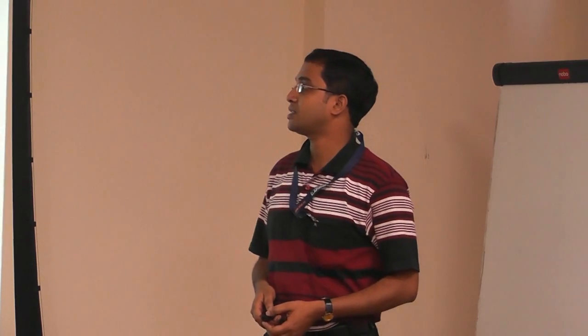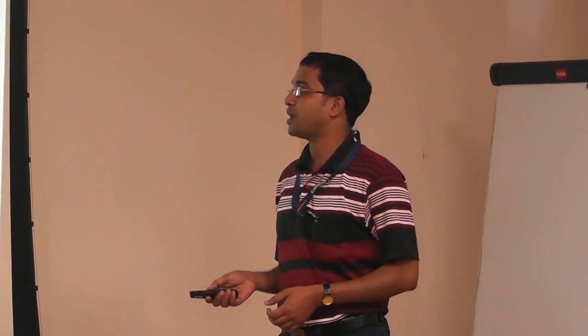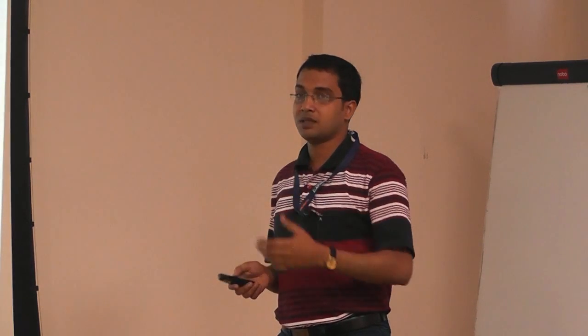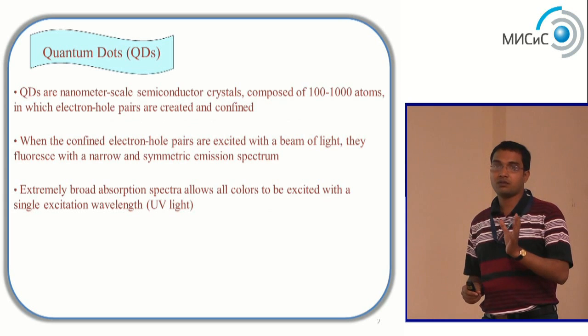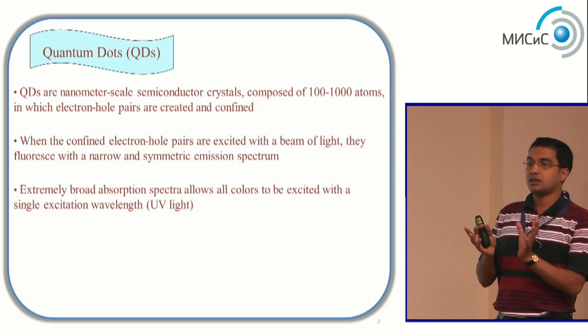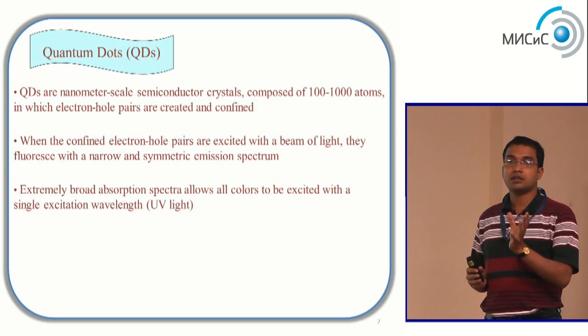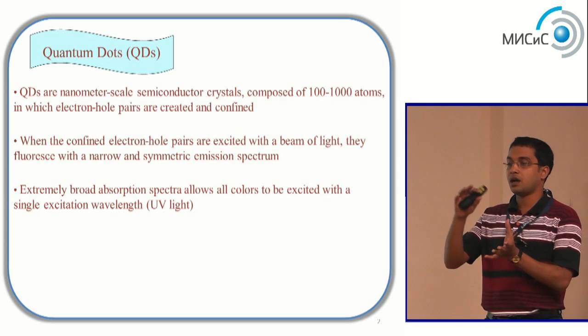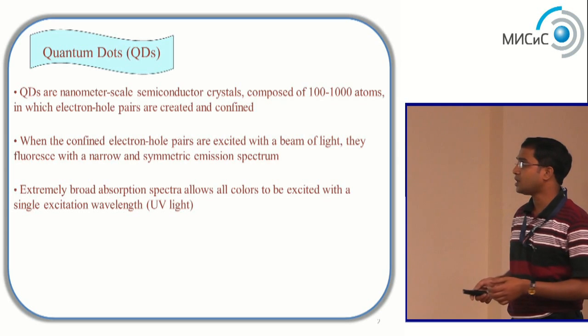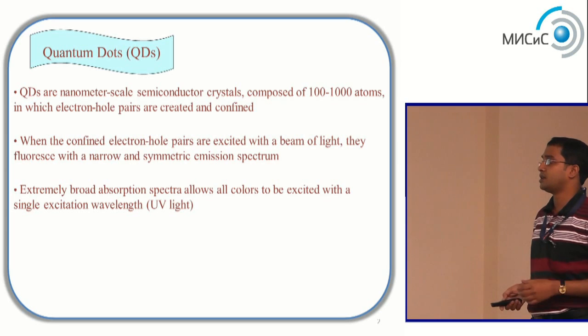In this presentation, I'm going to talk about the application of quantum dots for biotechnological purposes. First, what are quantum dots? The main question is: what are quantum dots? Basically, a quantum dot contains 100 to 1,000 atoms, where an electron and hole pair are confined in a very small region.